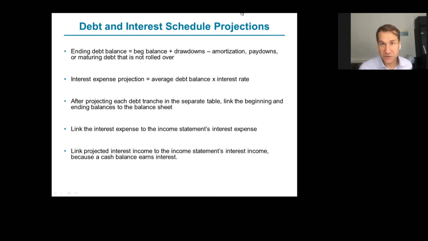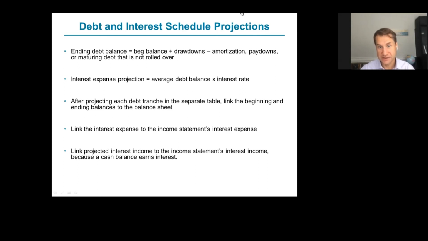So after those 3 lines, and we'll repeat those lines for each type of debt, below that beginning and ending balances, we will have interest expense. And then we'll have a rate, and then the actual expense will be the average debt balance times the interest rate. What's important here is average debt balance. And what it creates is circularity.